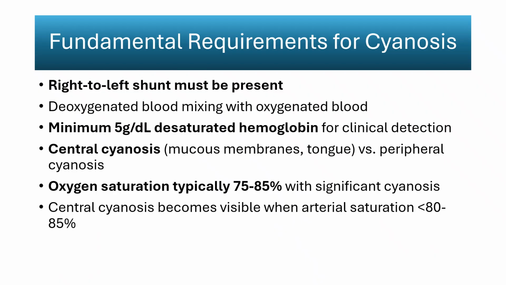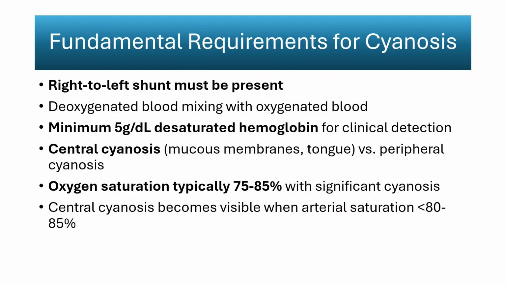The hallmark of cyanotic congenital heart disease is a right-to-left shunt. Blood bypasses the lungs, so systemic circulation receives deoxygenated blood mixed with oxygenated blood. This mixing is what lowers arterial oxygen content and makes cyanosis possible. It only becomes visible when at least 5 grams per deciliter of hemoglobin is desaturated.